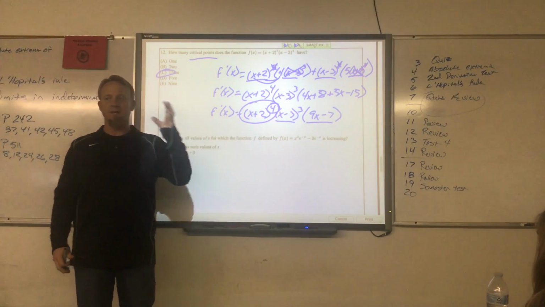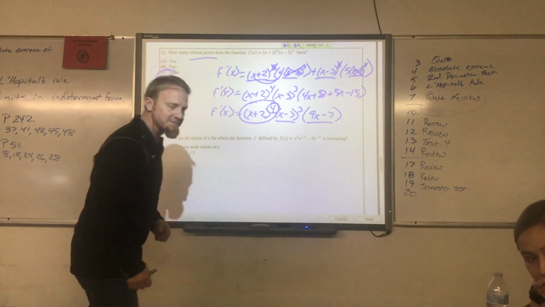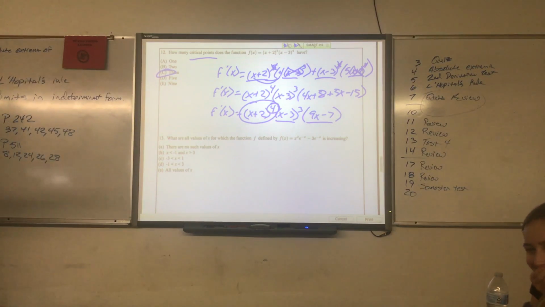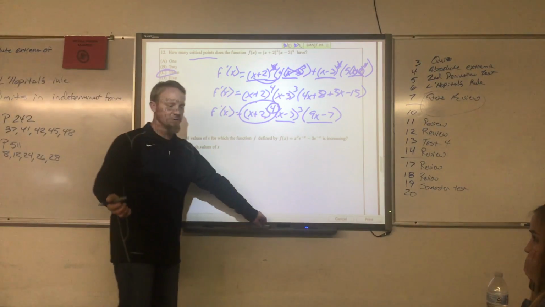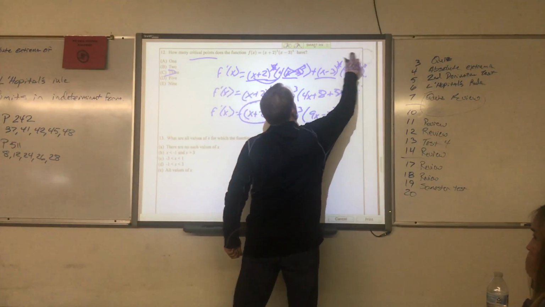Or if I'm, like I said before, not good with multiplicity, then as Mallory said, put it on a sign line. You can figure it out that way. But if you're good with multiplicity, then you save yourself quite a bit of time.